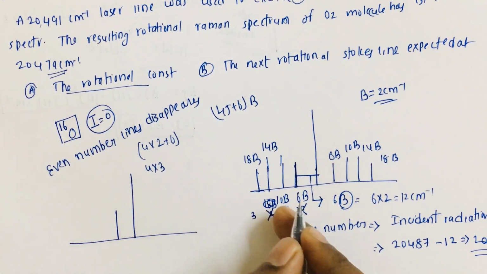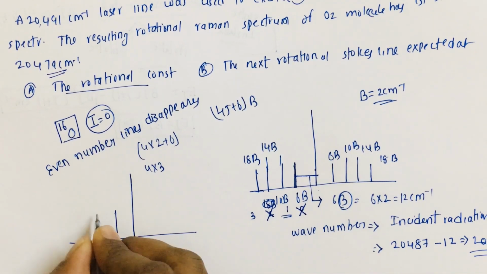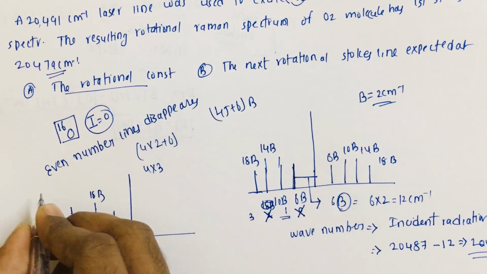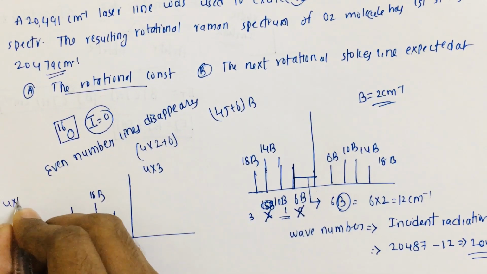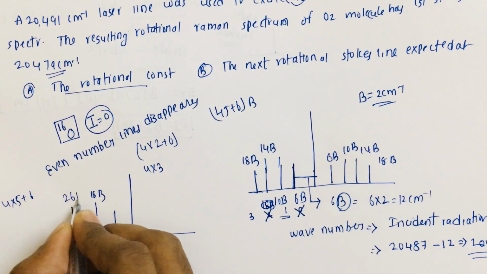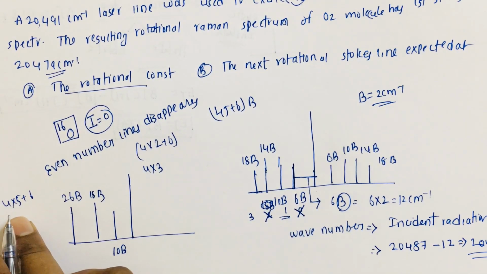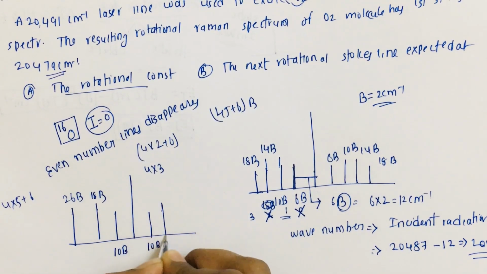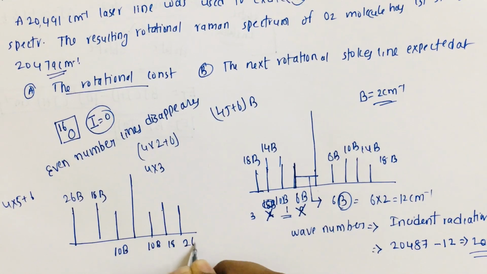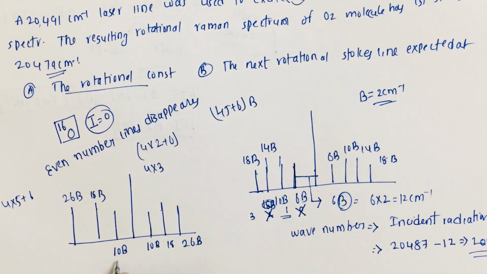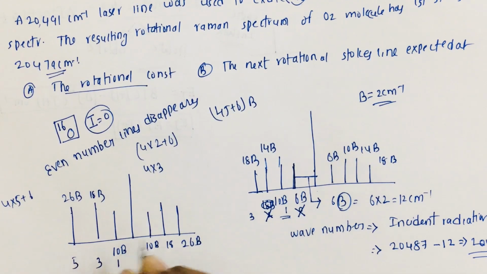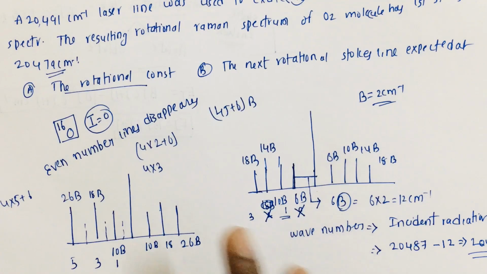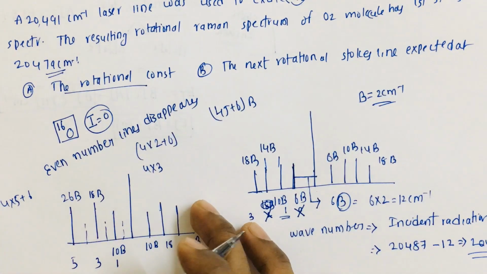The starting line will be this one, 10B. The next line will be 18B. The next line will be for J equals 5: 4 fives are 20, plus 6, 26B. So it's 10B, 18B, 26B. This is J equals 1, this is 3, this is 5. So here 0 is missing, 2 is missing, 4 is missing; all even numbers will be missing in this case. So this diagram is for this.